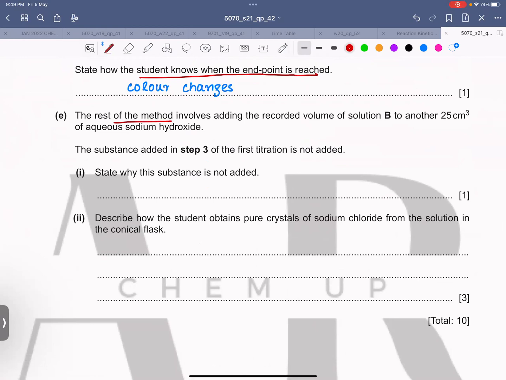The rest of the method involves adding the recorded volume of solution B to another 25 centimeter cube of aqueous sodium hydroxide. The substance added in step 3 of the first titration is not added. Suggest why this substance is not added.